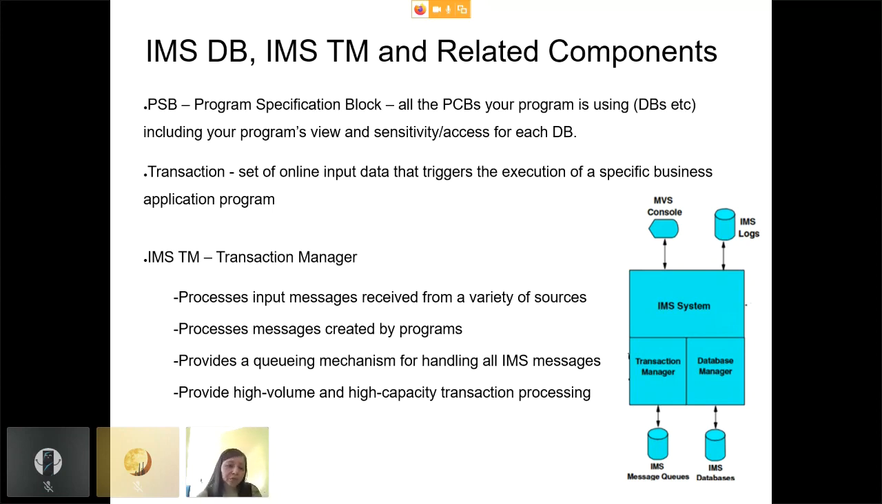So based on your definition in IMS, it will say, I have a transaction coming in, it has certain data, I will put it into this message queue for which a particular program is associated. So when the message comes in, the program will get started. It says, I have a message for me, give me my message, and it will do the appropriate business processing that you need. So it's high volume, high capacity transaction processing, handling millions of transactions a day, like I said.